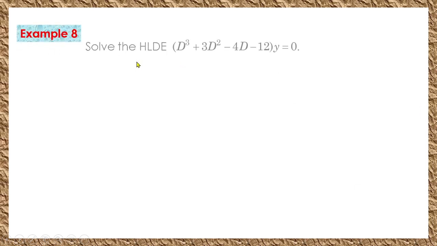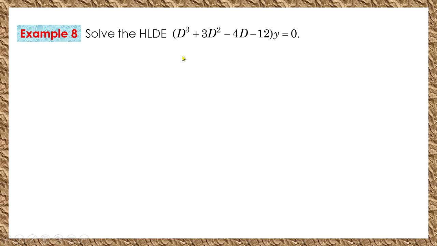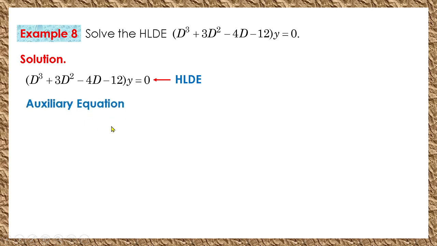Example 8. Solve the homogeneous LDE (D³ + 3D² - 4D - 12) applied to y equals 0. This is cubic. So the associated auxiliary equation is a cubic equation. How do we solve for its roots? There are many techniques. If factorable, you can do factoring by grouping. If not, synthetic division. Let's see what is applied here.